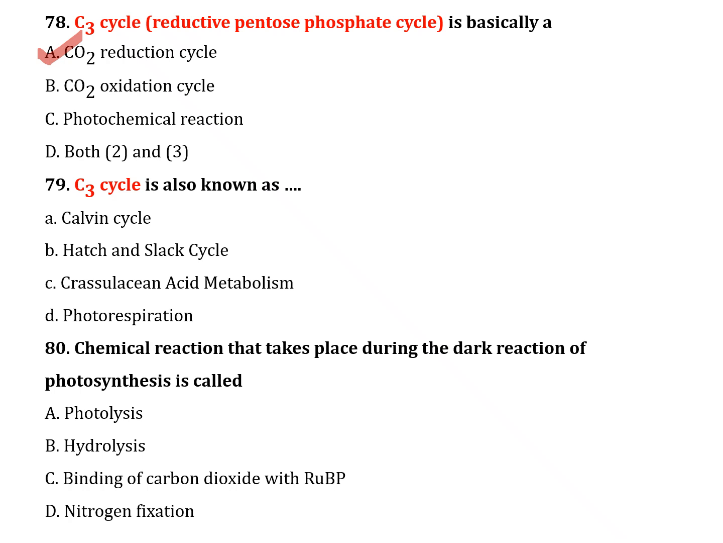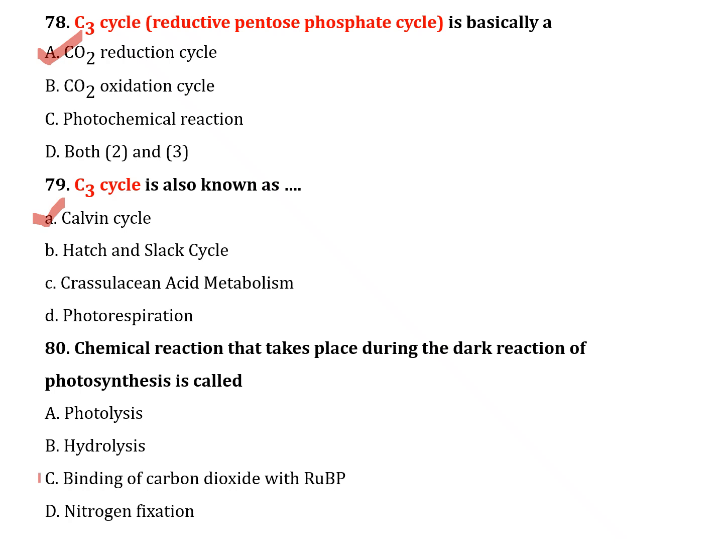C3 cycle is also known as option A, Calvin cycle, option B, Hatch and Slack cycle, option C, Krebs citric acid metabolism, option D, photorespiration. The correct answer is option A, Calvin cycle. The next question number 80. Chemical reaction that takes place during dark reaction of photosynthesis is called option A, photolysis, option B, hydrolysis, option C, binding of carbon dioxide with RuBP, option D, nitrogen fixation.